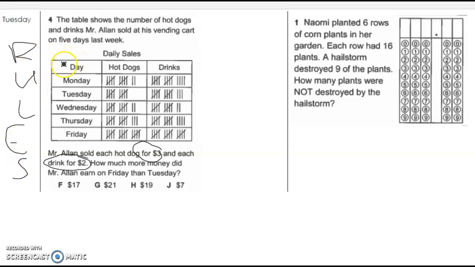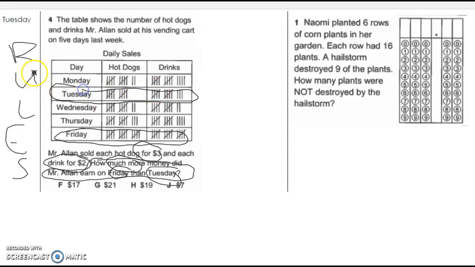So let's see what we need to underline. We've already underlined those two important details, that hot dogs were $3 and drinks are $2. Okay, so it says how much more Friday than Tuesday. So I'm going to go through and circle Friday and Tuesday. Now I'm going to skip the strip diagram just because there's many steps on this.